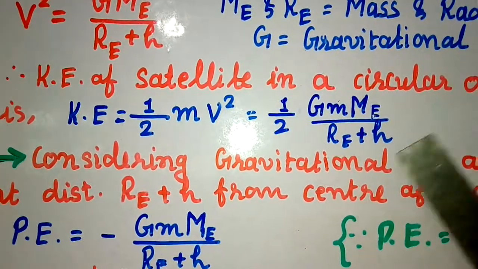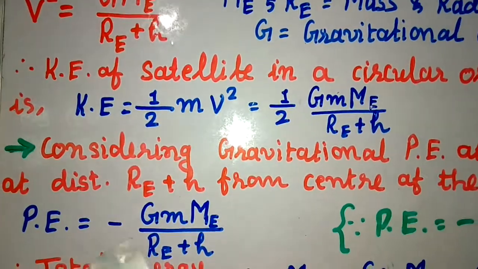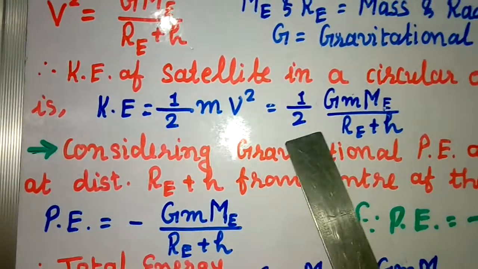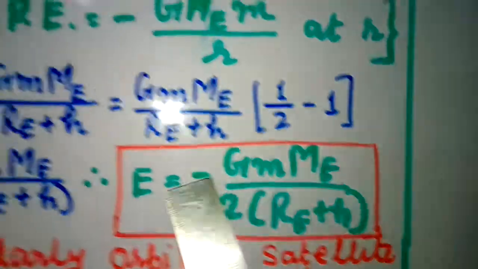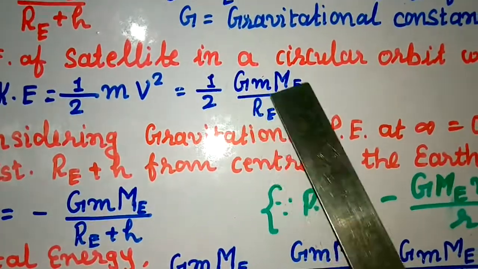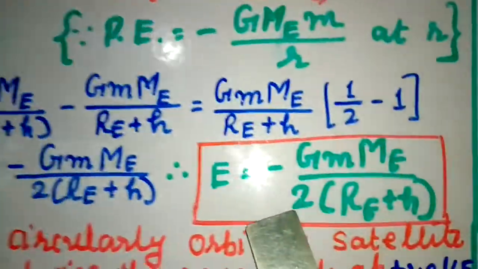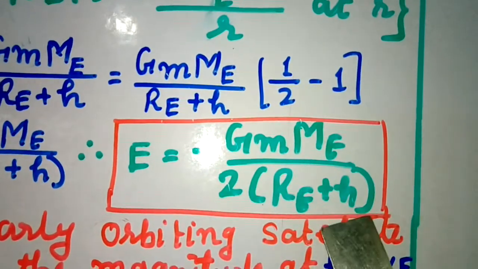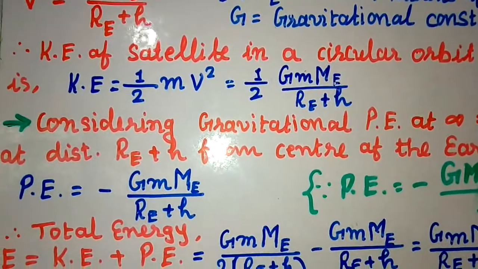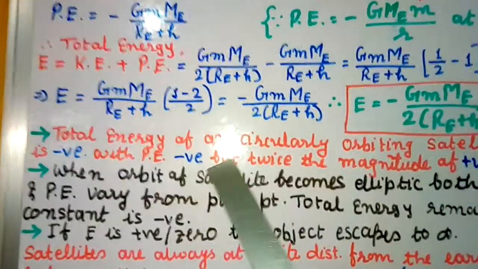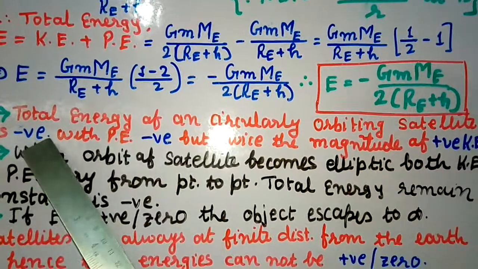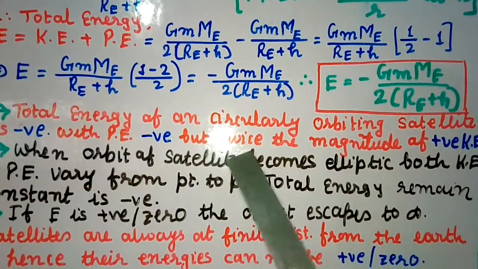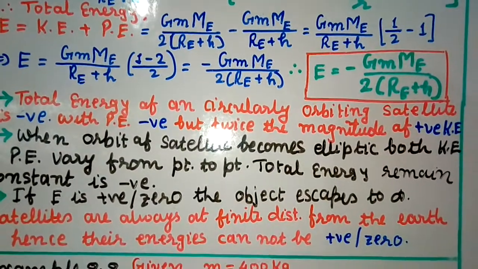So you multiply this by 2, so you get the potential energy, and kinetic energy is equal to the total energy, but total energy is negative. This is the same, you see GMe by 2(Re plus h). This one also GMe by 2(Re plus h), but this is negative, total energy is negative, and kinetic energy is positive, right? So here we have written that the total energy of a circularly orbiting satellite is negative, with potential energy negative but twice the magnitude of the positive kinetic energy.